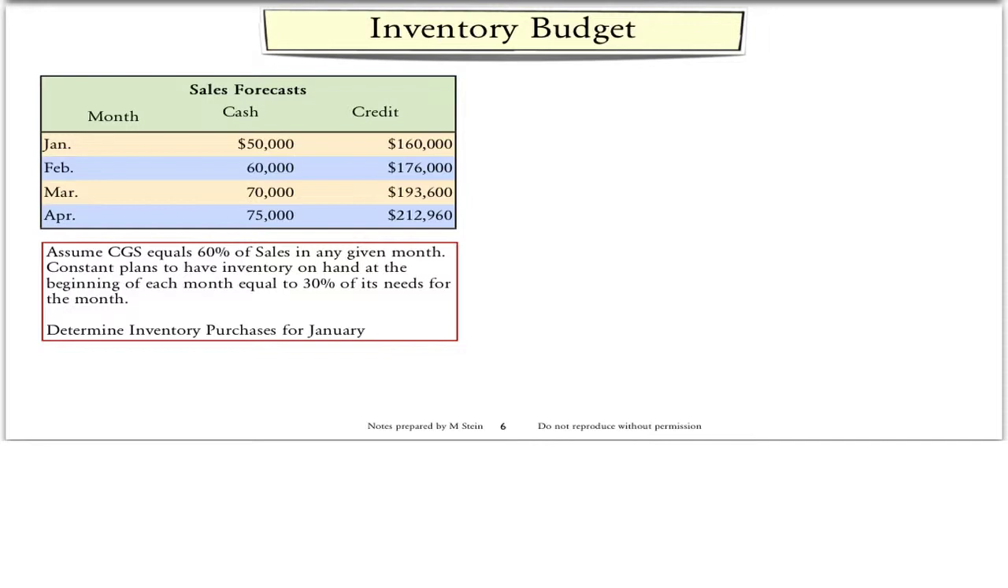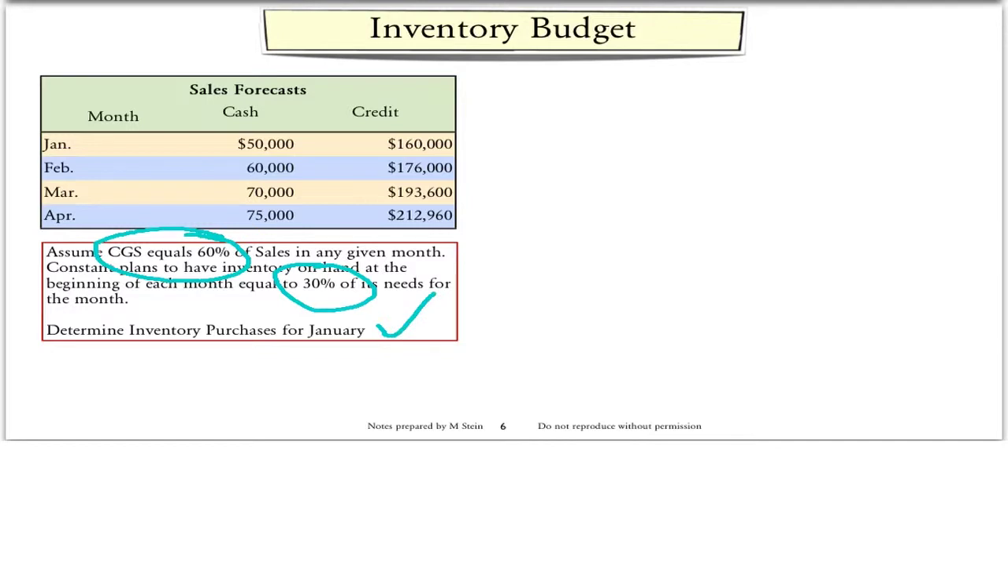It's often important to schedule the acquisition of inventory, since that will be an important factor determining the amount of cash outflow. A couple of things to notice are the assumption that cost of goods sold equals 60% of sales in any given month, and that the company expects to have on hand at the beginning of each month inventory equal to 30% of its needs for the month. We're now asked to determine the inventory purchases for January.